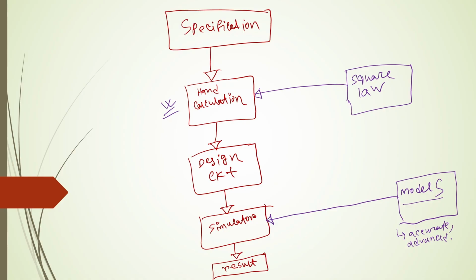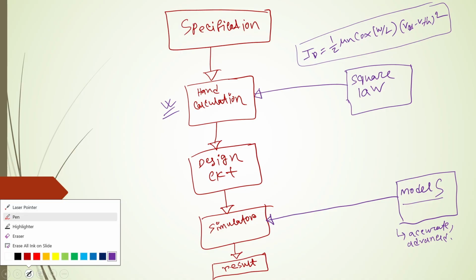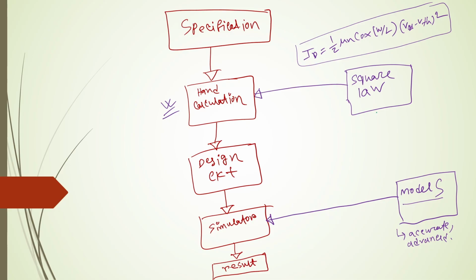Our square law equation is, as you see, ID equals 1/2 mu n Cox W by L into (VGS minus VTH) whole squared. We use this type of equation for hand calculation to get the circuit parameter values. This doesn't include any of the short channel effects, and it is not accurate. For this reason, the models and my hand calculation do not match.